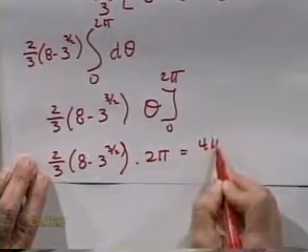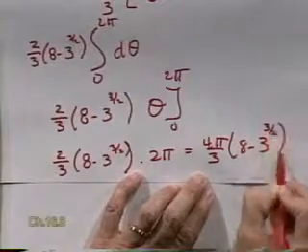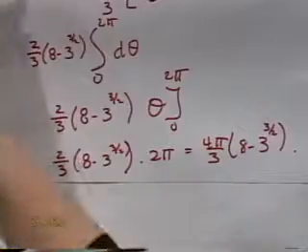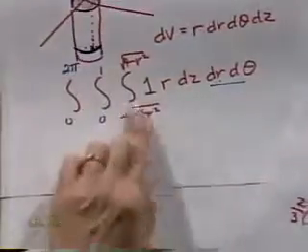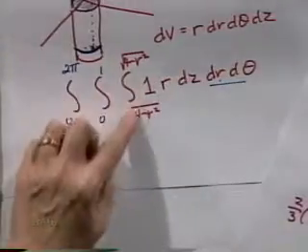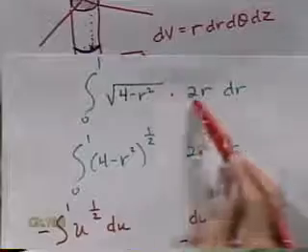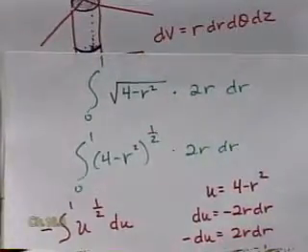Which I could write as 4 pi over 3 times 8 minus 3 to the 3/2. And the point was this. What was so nice about this integration was when you look at the first integral, and you end up with that square root of 4 minus r squared. The beauty was when you did that first integration, you ended up with an r here to help you with the square root. So the simple u substitution came out nicely.